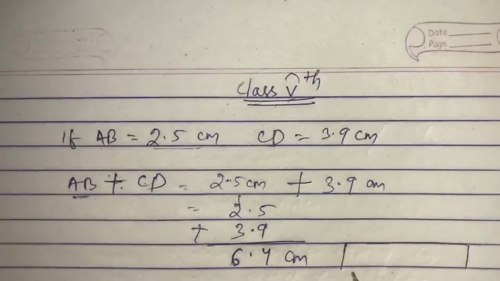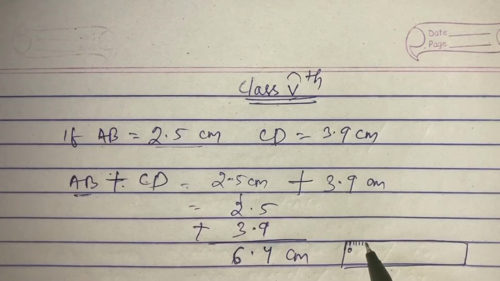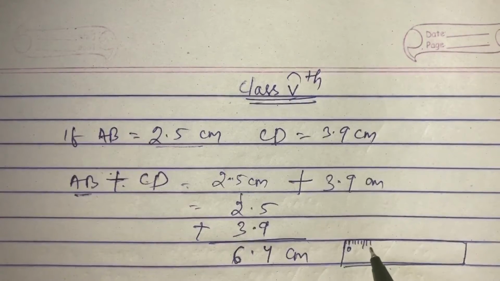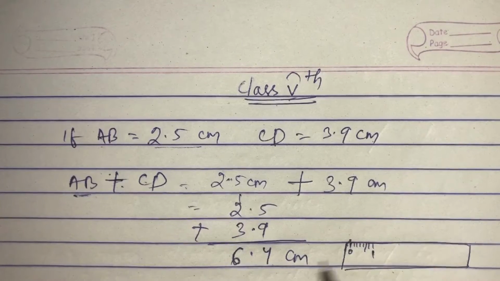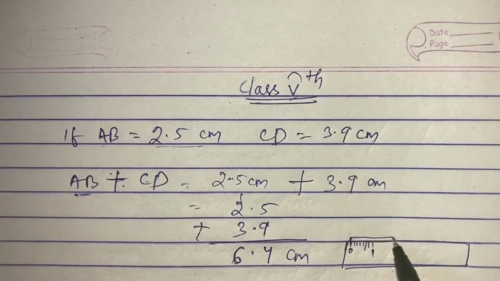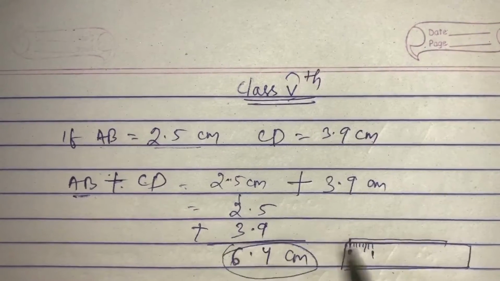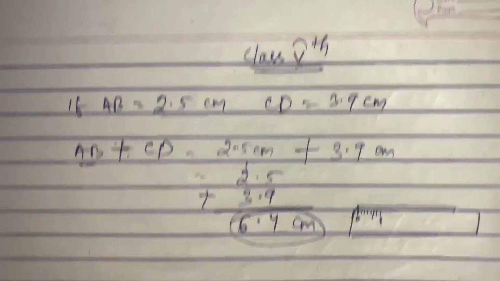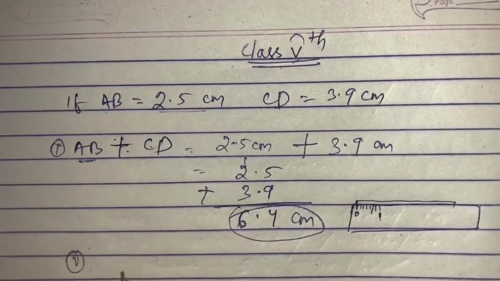In this way you can see this ruler. It starts with 0, then 1, 2, 3, 4, 5, then 6, 7, 8, 9, 10, each being 1 centimeter. From 0, you have to draw 6.4. This 6.4 you have to draw as a line, and that will be the line segment.